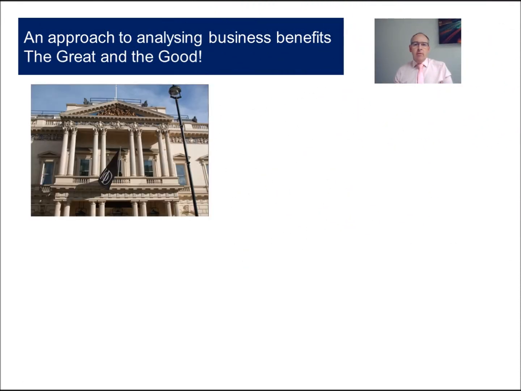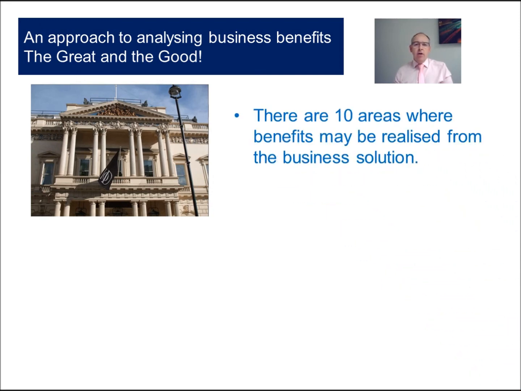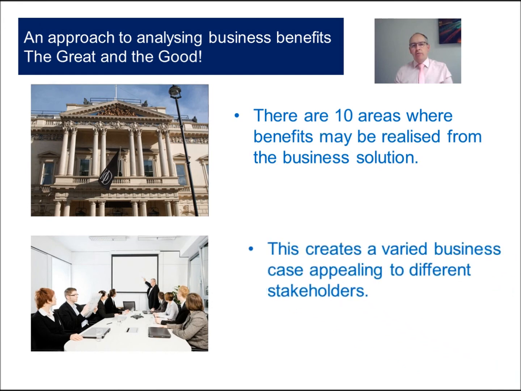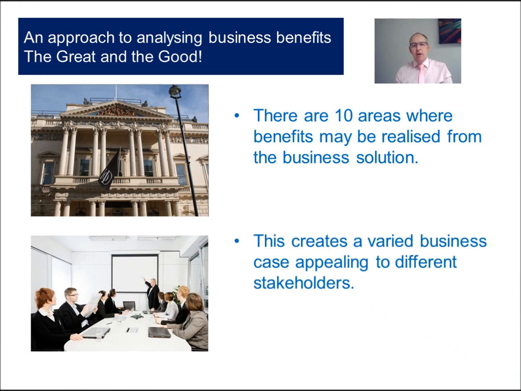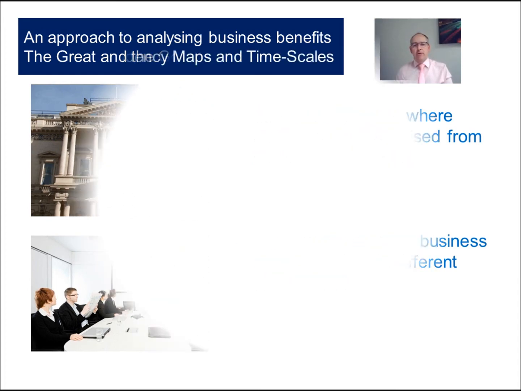This tells us now that for the great and the good, the stakeholders, the senior people in the organisation, that there are 10 areas where our system implementation can deliver business benefits. And it means that we can create a varied business case appealing to different stakeholder groups. It is more than just financial or non-financial benefits.